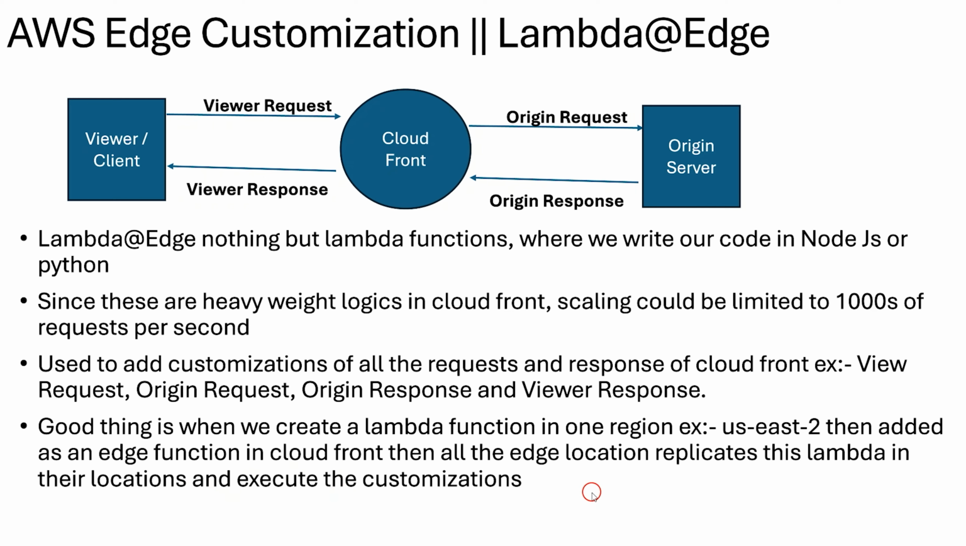So, for example, you created your Lambda function in one region, for example US East 1, and you are serving your CDN all over the world. In that case, AWS will replicate your Lambda function across the world. Wherever you are serving your website, all the edge locations will have this Lambda code. So whenever a person from another country accesses your website, all these customizations can be added to your code by using this Lambda.